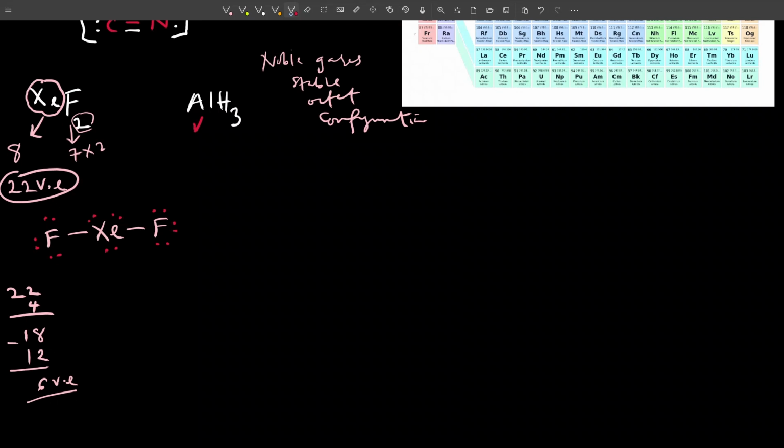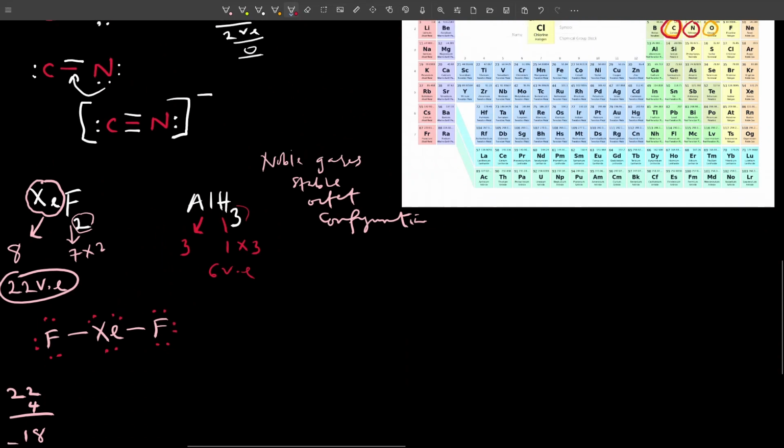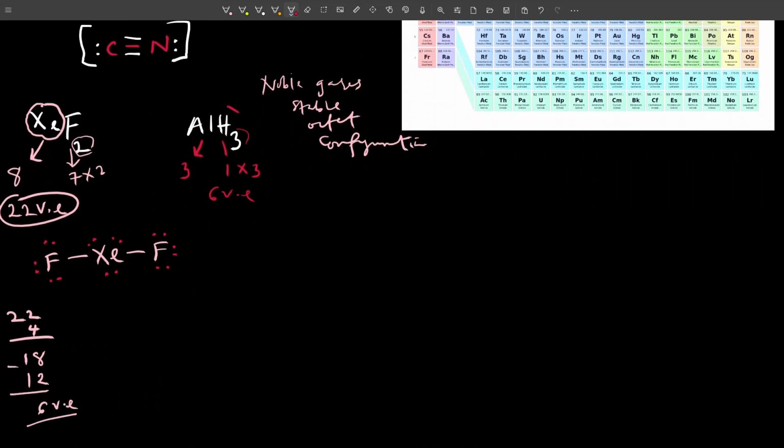Lastly, we have AlH3. Al has 3 valence electrons and hydrogen has 1 valence electron, times 3 because we have 3 atoms here. That will give me a total of 6 valence electrons. So let's see which of them is the central atom. Obviously, hydrogen can never be the center, so the central atom is aluminium. We have hydrogen over here, hydrogen over here, and hydrogen over here. There are 3 hydrogen atoms.